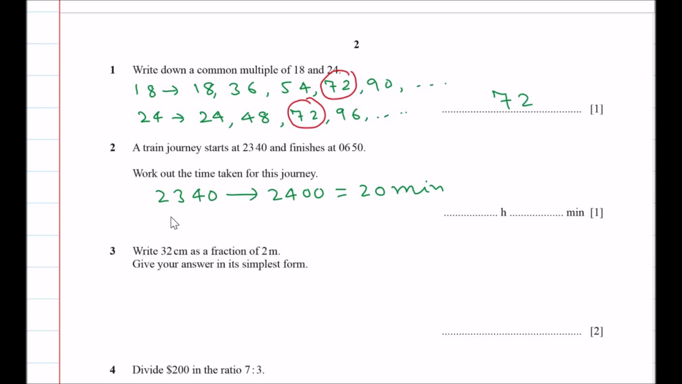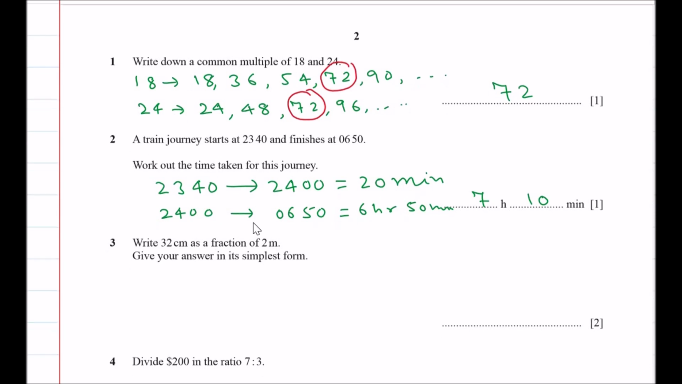Okay. Now 24 means midnight to 650. So it is obvious 12 to 650 is 6 hours 50 minutes. Okay. Now if you add both, 6 hours 50 minutes and 20 minutes, that becomes 6 hours 70 minutes. But 70 minutes means 1 hour 10 minutes. So the answer is 7 hours 10 minutes.